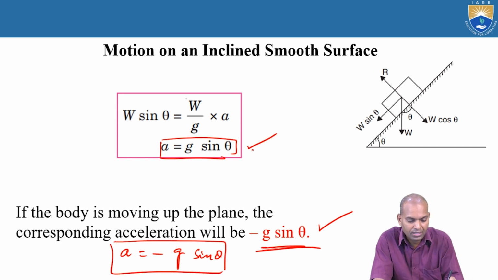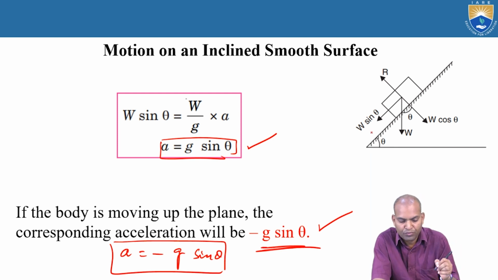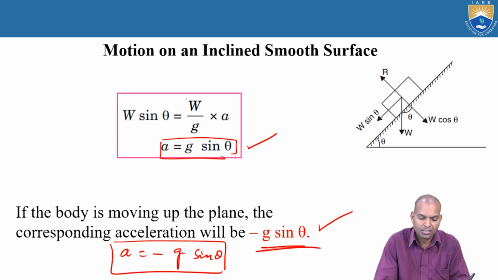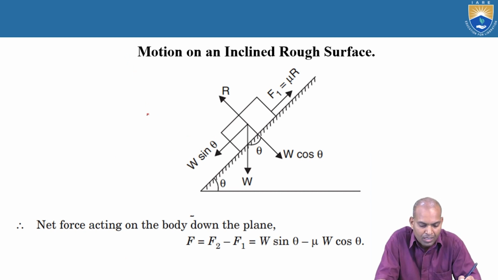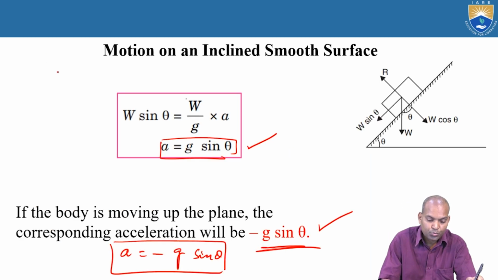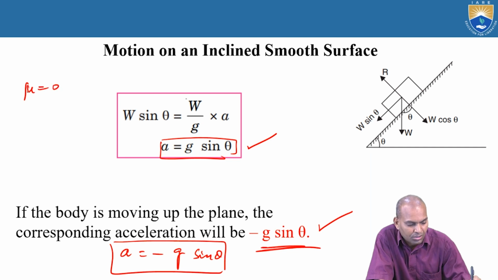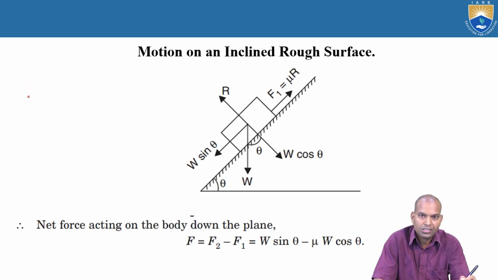So a equal to g sin theta is for when the body is moving down. If the body is moving up, a equals minus g sin theta. Now, the second case we are going to consider is motion on an inclined rough surface. When we consider a rough surface, the coefficient of friction is to be considered, whereas for a smooth surface, the coefficient of friction equals 0. For a rough surface, friction exists when the body is moving.